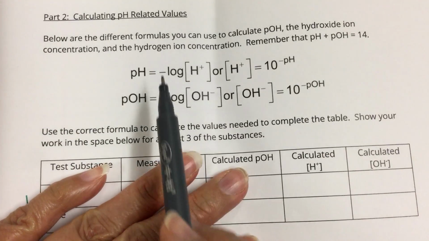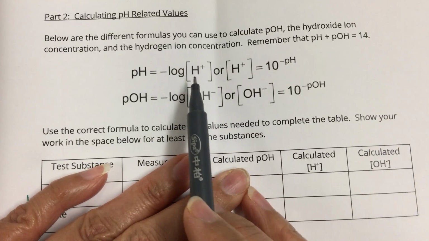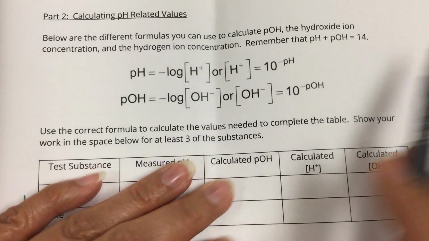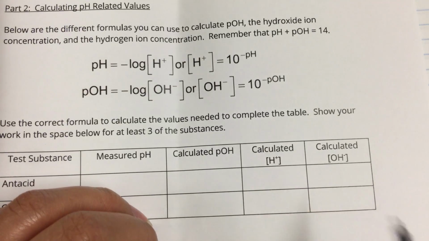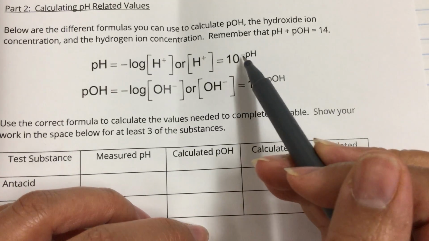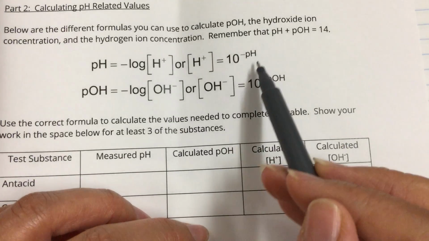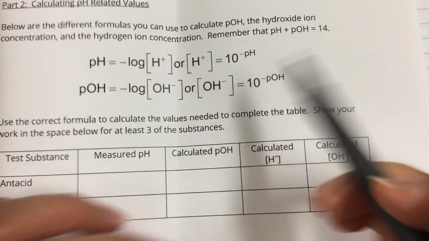The other set of formulas you're going to need are on your lab. So I have pH, which could be the negative log of the concentration of your hydrogen ions, or if you're trying to figure out the concentration of your hydrogen ions, like you would right here for your calculated hydrogen ions, you're going to use 10 to the exponent of your negative pH. This is the formula. These two right here are the formulas I'm going to use.